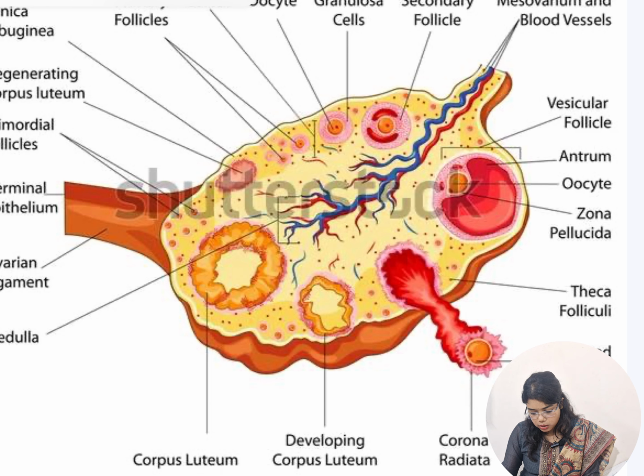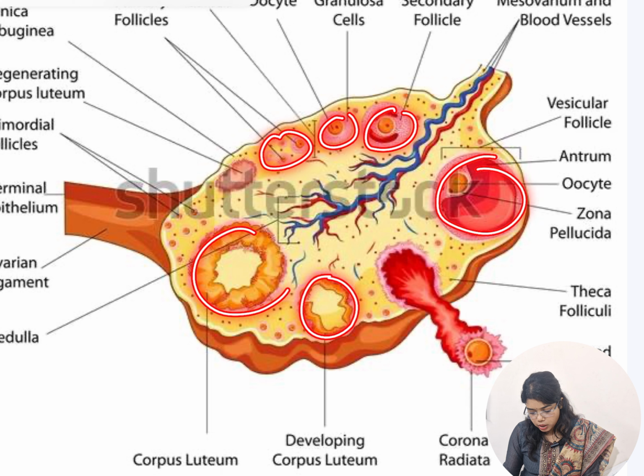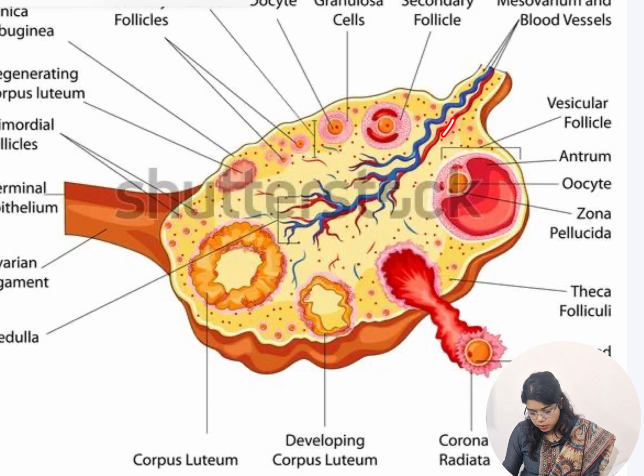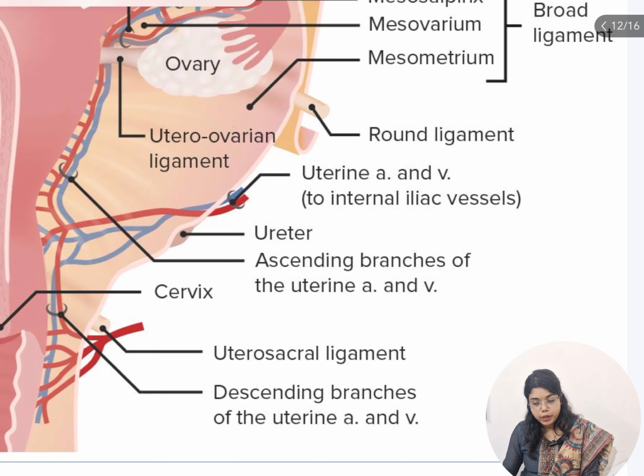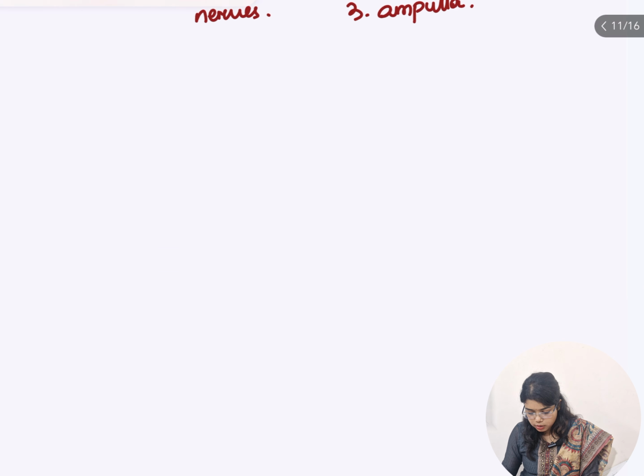In the outer part there is presence of follicles, and in the inner part there are ovarian blood vessels. The outer covering of the ovary is called the tunica albuginea. You should remember this one. Okay, let's write it down here.